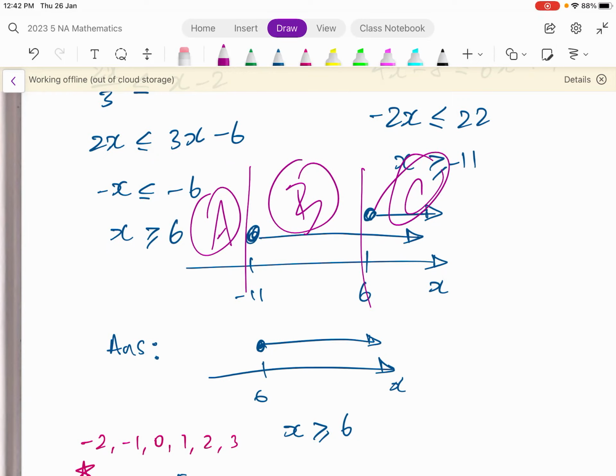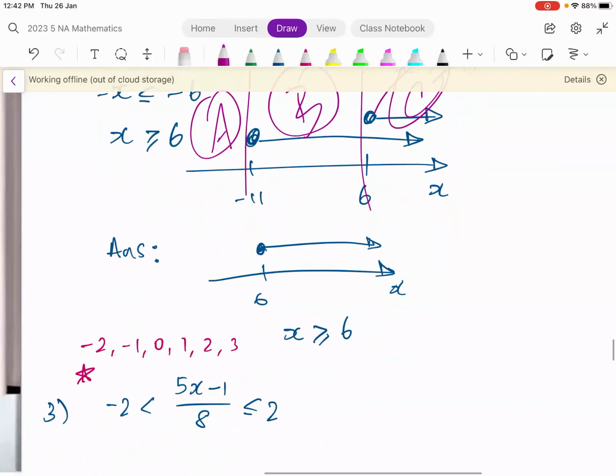That's what the number line should look like. And then the final answer, x greater than or equal to 6. Can I show hands who got everything right so far? Okay, quite a few. Thank you. We move on to the next one.